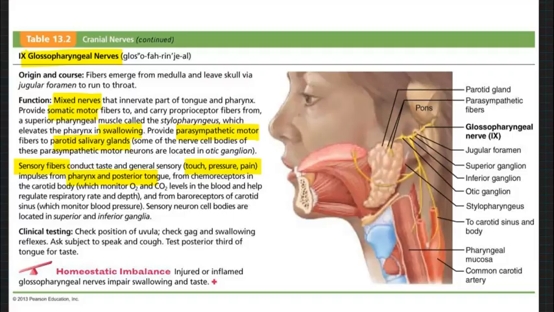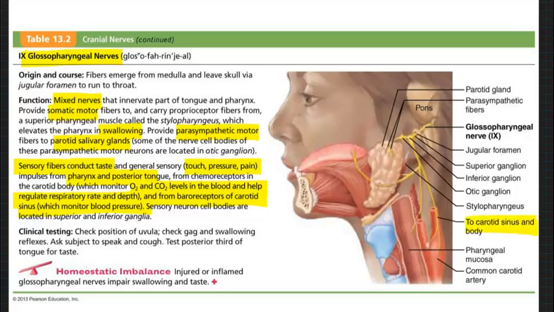So therefore, touch, pressure, pain in the throat. That's one. Two, taste from the back of a tongue, posterior third. And last but not least, levels of oxygen, carbon dioxide in the blood and blood pressure.